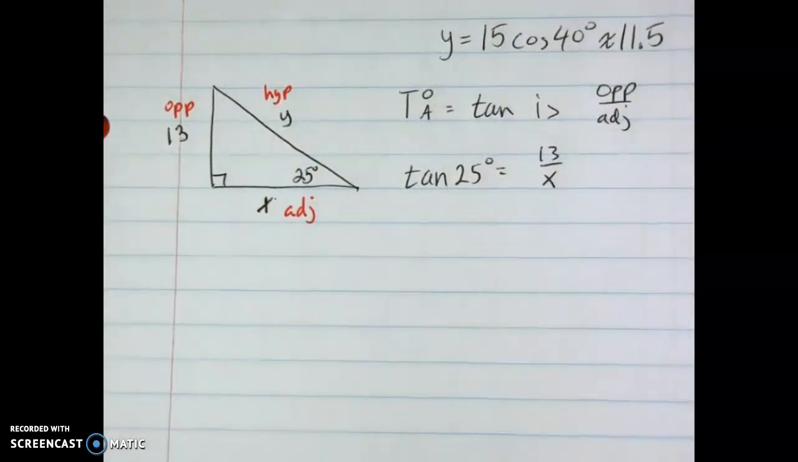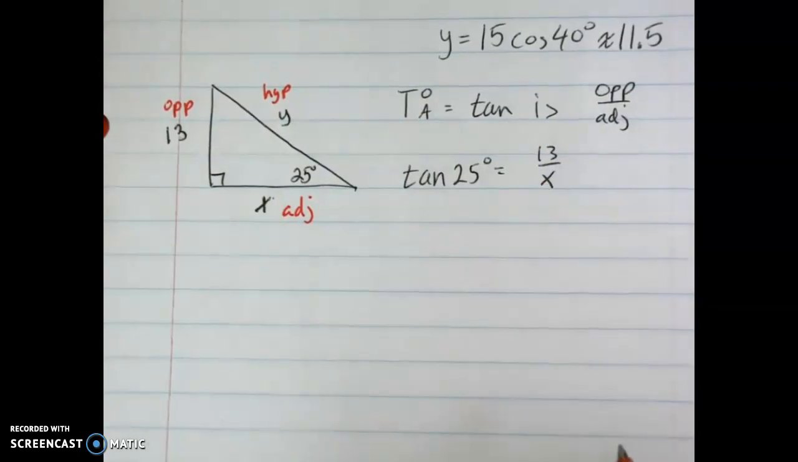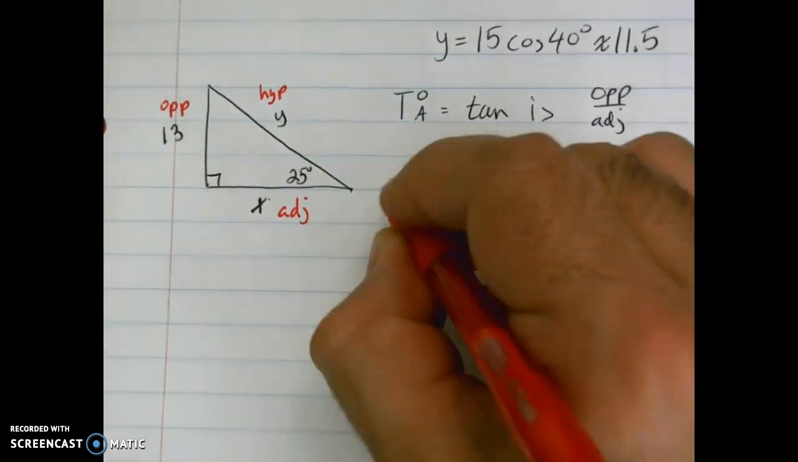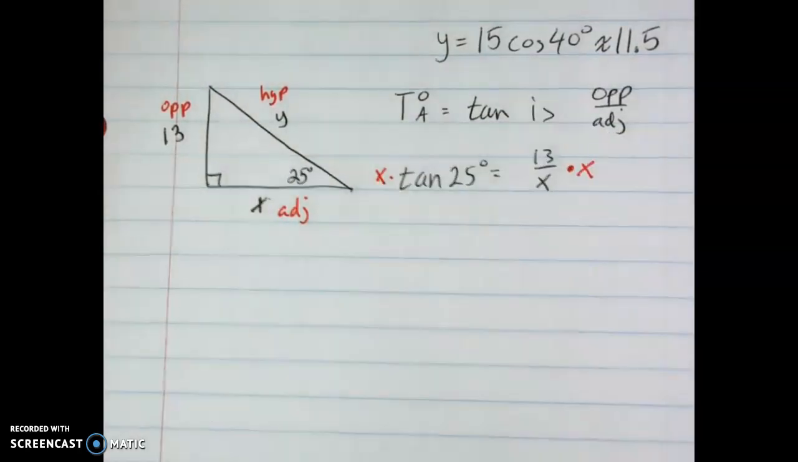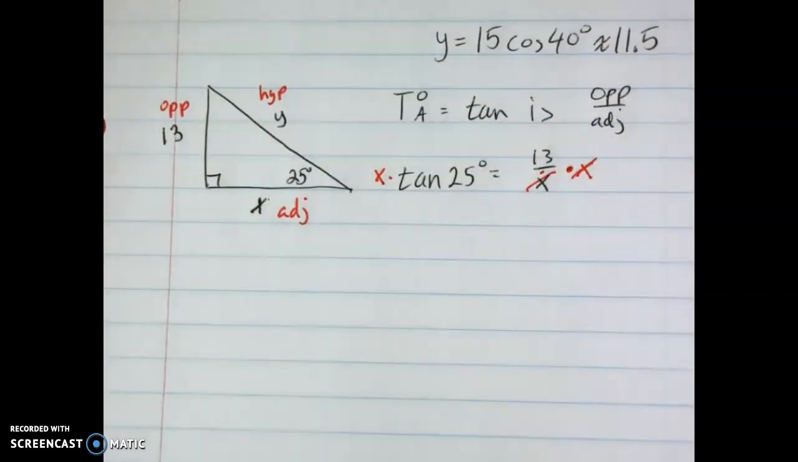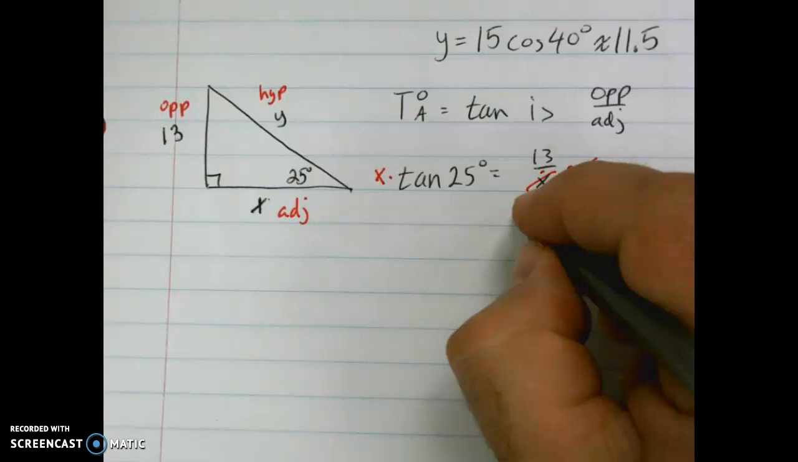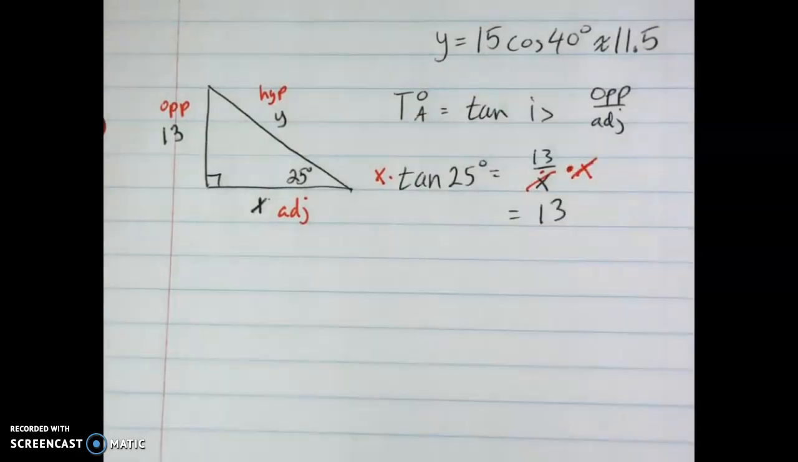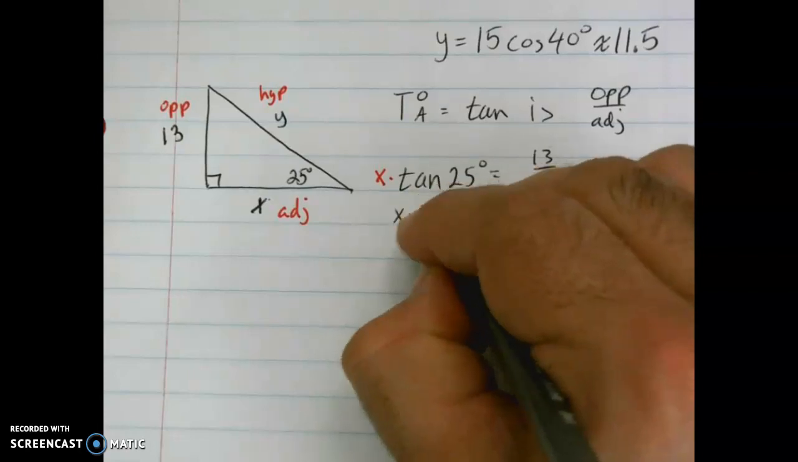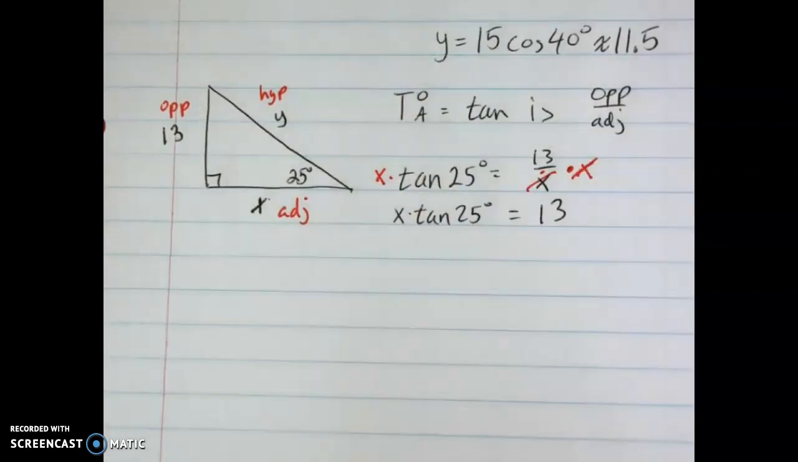Now guys, my denominator here has the x, so it's going to be a little bit different. I'm going to need to multiply by my denominator, just like I do every time. Okay? So when I do that, of course, this cancels out. And I'm left with, on this side, 13. But this side is now x times the tangent of 25 degrees. And tangent of 25 degrees is a number.